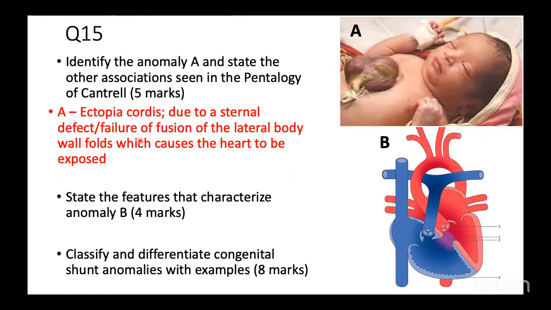In the pentalogy of Cantrell, there are four other things that usually occur, and we'll see that in the next slide. But before that, let's look at part B: state the features that characterize it. You can see you have four numbers here, 1, 2, 3, and 4. This is tetralogy of Fallot. Essentially you have one problem and then that leads to four other ones. The problem is that the lower half of the septum and the upper half of the septum do not meet together. The lower one is more on the left side and the upper one is more on the right side.